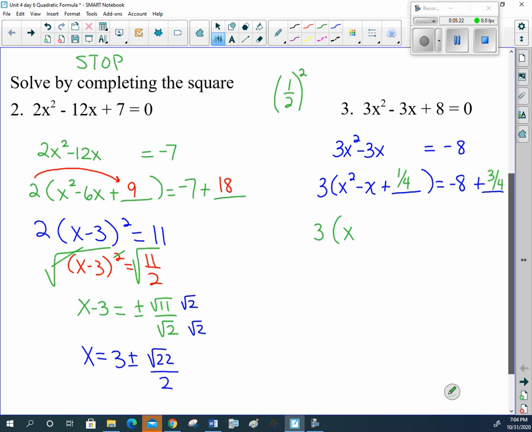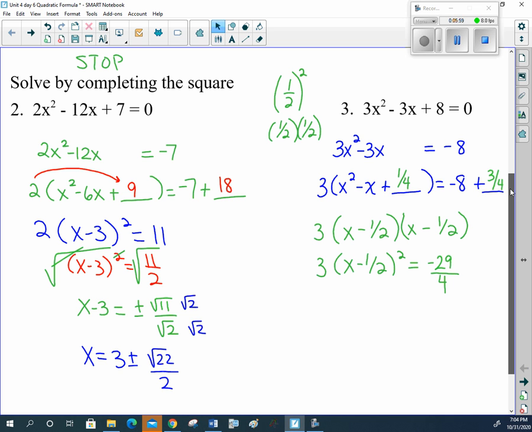So how am I going to factor the 1/4? Remember, that was 1/2 times 1/2. So we're going to put each of those factors in each of the parentheses. So it's going to be minus 1/2 and minus 1/2. So that's going to be our binomial squared. And -8 plus 3/4 is going to be -29/4. You can get a common denominator, combine like terms, and you'll see that's what it is.